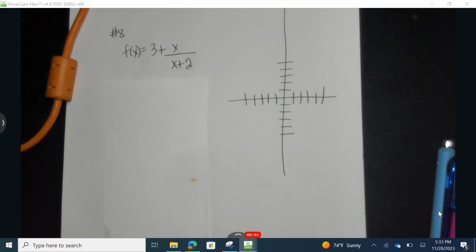This is the function that's provided to us in number 8. I do see a mistake in Mr. McFarland's answer key that was provided to you in the packet. So the first thing we're going to do is I'm just going to rewrite this, and I'm going to put the vertical shift back.